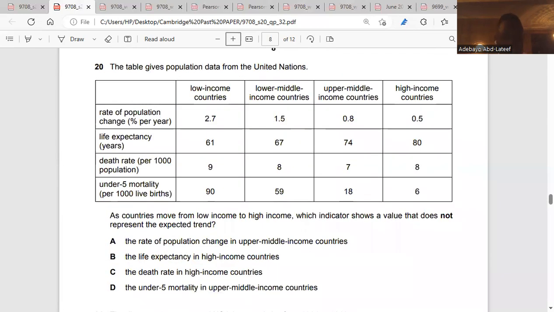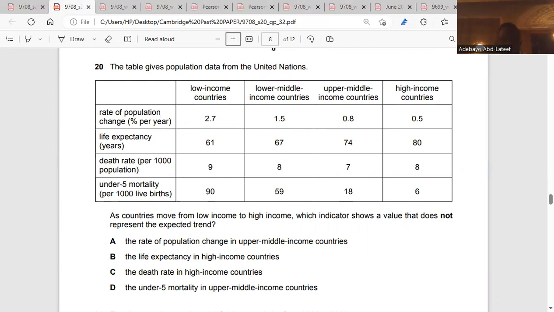Question 20. The table gives population data from the United Nations. As countries move from low income to high income, which value shows that it does not represent the expected trend? Let's just go from low to high. If you are moving from low to high, the life expectancy has changed.